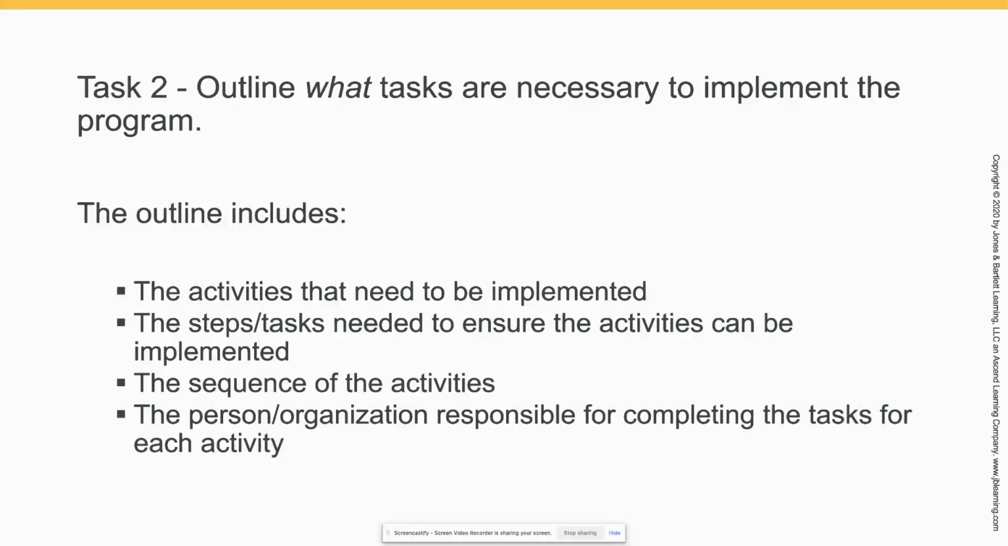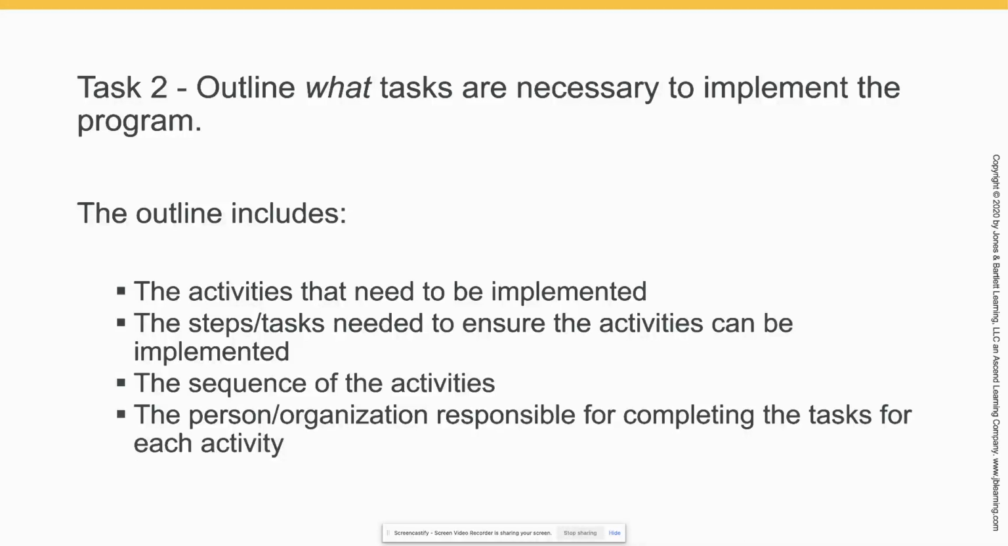Look at what tasks are necessary. So think about what activities you need. What are those preliminary steps that you need to make sure you can implement them? What's the sequence of the activities? Which partner is going to be doing them? You got a little bit of that in task one, who is responsible for what, but get specific with that. You can see that pretty easily when you look at that sample implementation plan, where they identify who the responsible partner is and what they are doing.